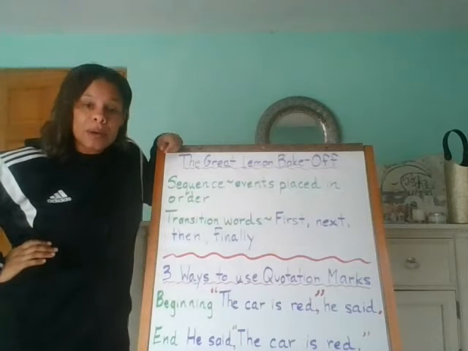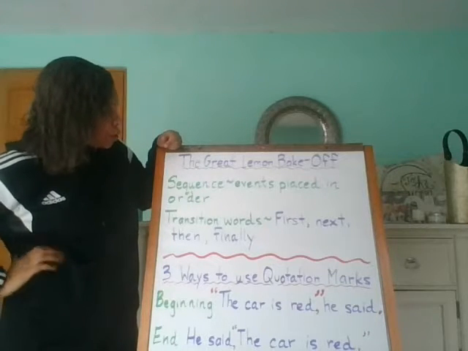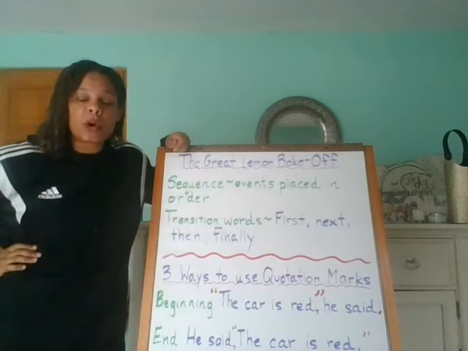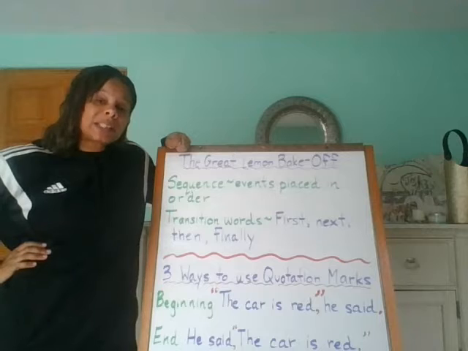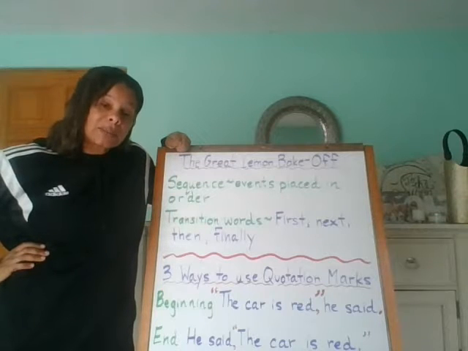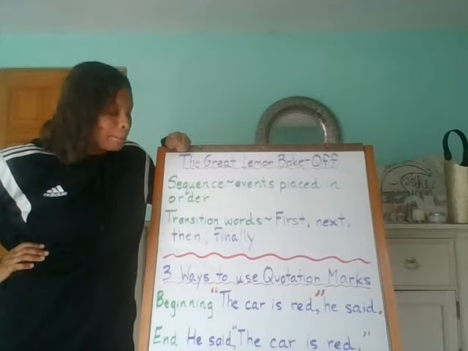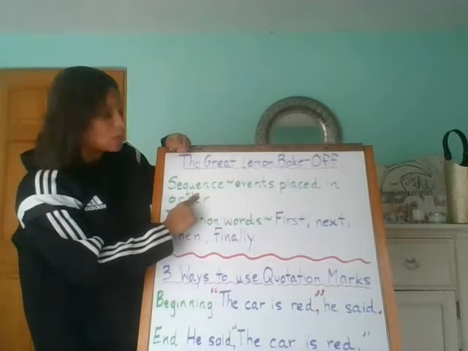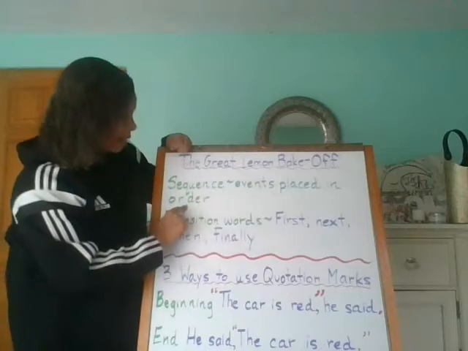In your writing books, if you have space, I want you to write the title, The Great Lemon Bake-Off. I'm going to write the definition of the word sequence. I know that we've talked about sequence before. Do you remember what sequence means? What does it mean to sequence? Okay, so I have the definition right here. Sequence is when you put events placed in order.